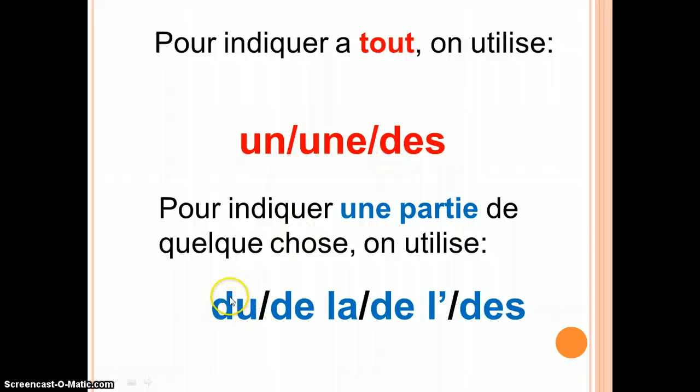Du is for things that you want to express a part of that's masculine. De la is to express a part of something that's feminine. De l'apostrophe is when the next word begins with a vowel, regardless of whether it's masculine or feminine. And then des is pluriel aussi.